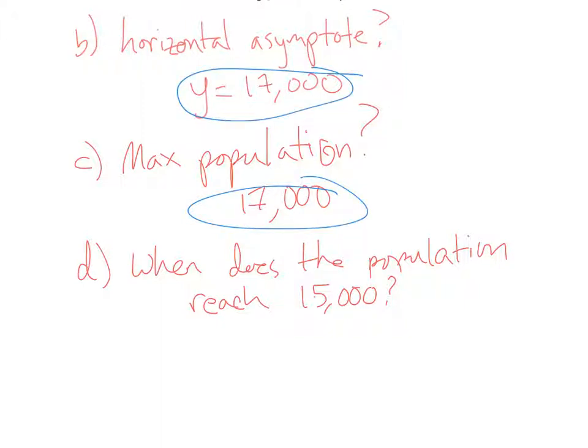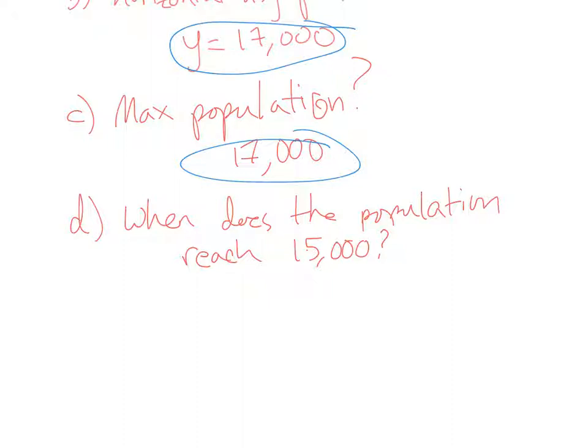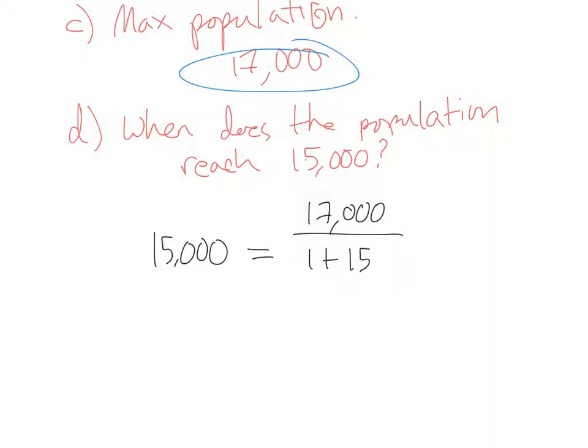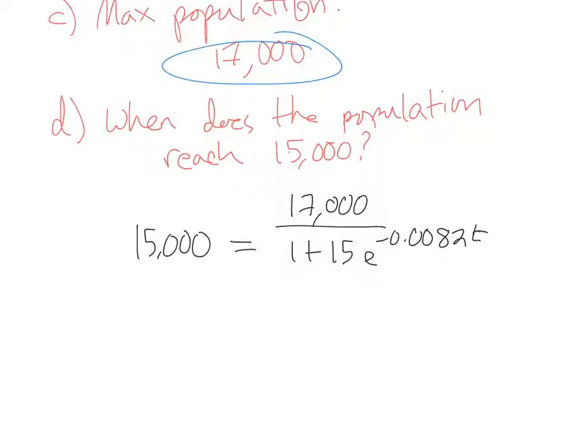Okay, so here you could actually use that equation that they gave you before, and this 15,000 would take the place of your population at time t. So you would want to set this equation up as 15,000 is equal to 17,000 divided by 1 plus 15 times e to the negative 0.0082t. So this is the equation that you'd want to solve.